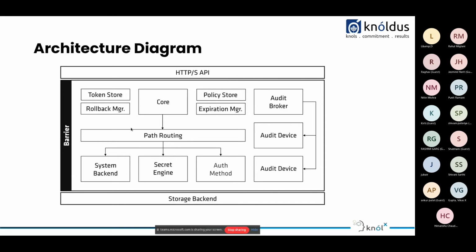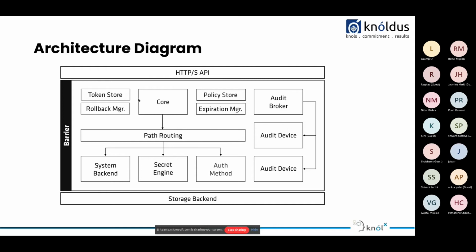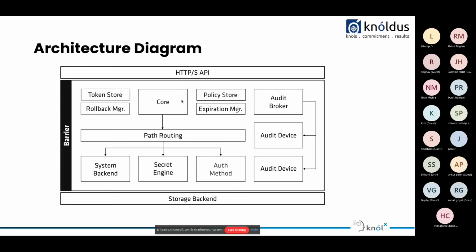Now coming up to the core components, the main barrier components. So we have a core, a token store. You will see a lot of components, and each one has its own functionality and its own working. So coming up to the core, the core component is just a gateway which interacts with the HTTPS API and the path routing. So you are not actually interacting with the API, but with the core.